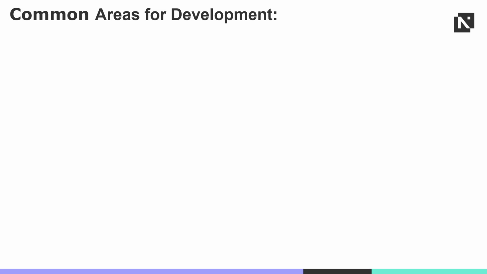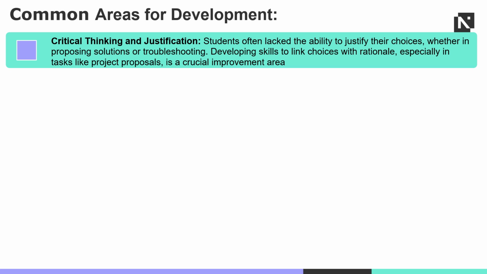Some common areas for development that arose across all 3 ESPs are as follows. Some students lacked critical thinking skills and struggled to justify their choices, whether in proposing solutions or troubleshooting. An area for improvement, therefore, is to develop student skills in linking their choices to the rationale.